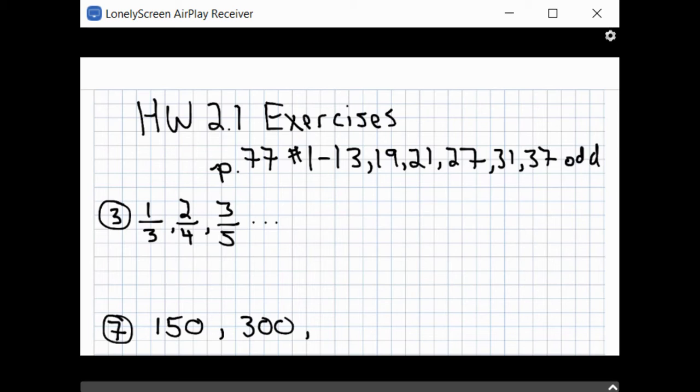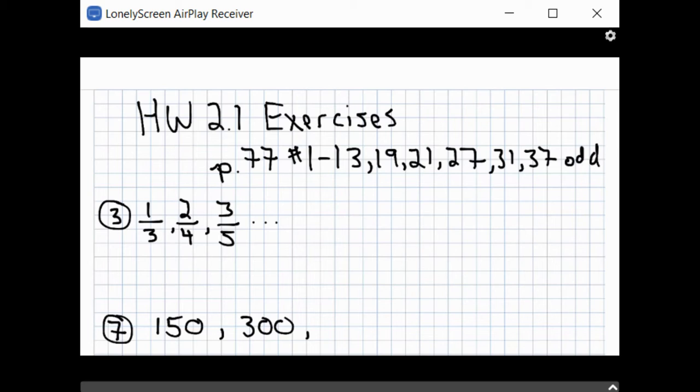The exercises for this section are page 77, 1 through 13, 19, 21, 27, 31, and 37 odd. I'm going to be working through 5 of these: number 3, 7, 9, 19, and 37. So here are some examples of us using, again, inductive reasoning, which is drawing conclusions based on patterns.